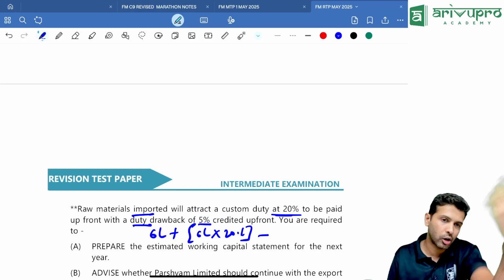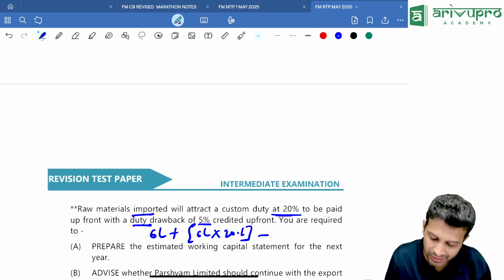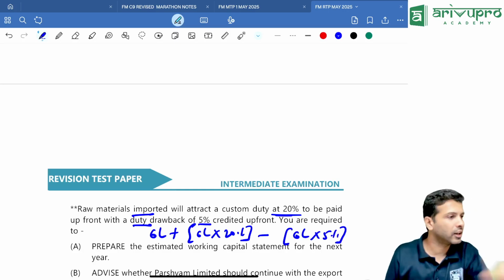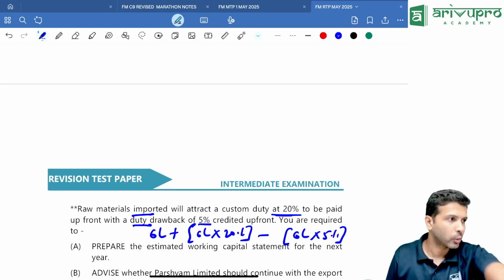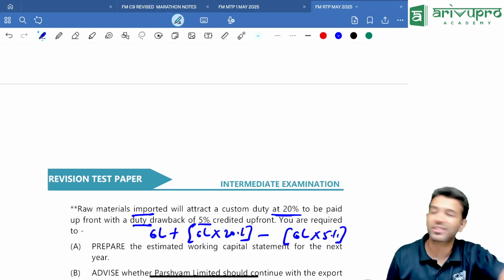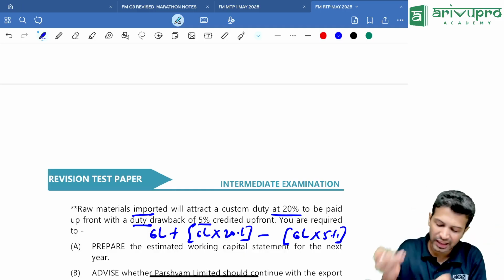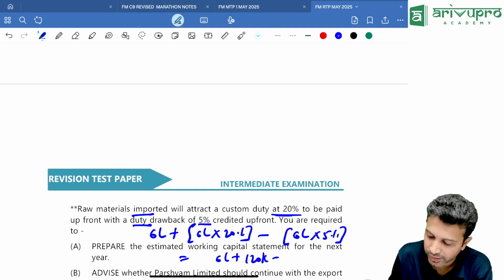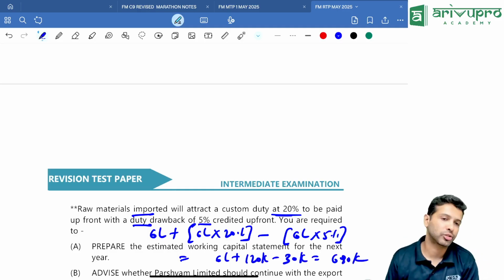Duty drawback means government will give you the money back. How much money back they'll give? 5%. So calculate 6 lakh ka 5%. Or directly you can calculate 15%. 20% you are paying to the government. Government is giving you back 5%. That means essentially how much are you paying? 15%. Calculate individually or same, your choice. How much is this? 6 lakh plus 1 lakh 20,000 minus 30,000. So this will be 6 lakh 90,000.